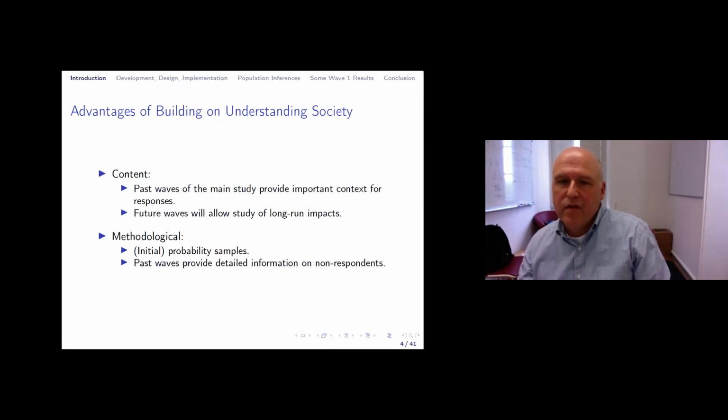Okay, so from a content point of view, from an analysis point of view, those are important advantages to having some data collection in the context of a large panel survey. From a methodological point of view, I think there are a couple of points. One is Understanding Society is derived from probability samples, which means we have a direct route to making population inferences. And I think that's valuable relative to some of the convenience samples or volunteer samples that are being run.